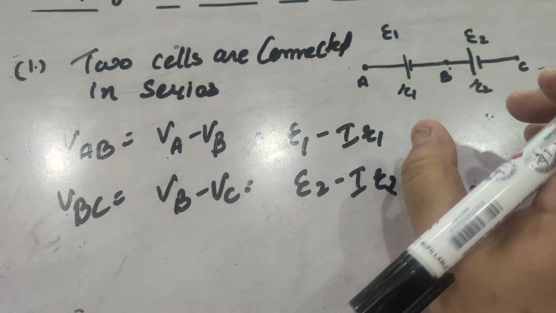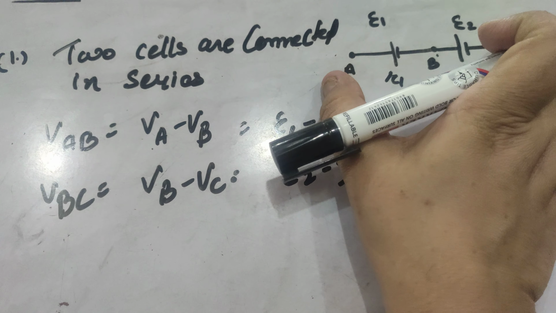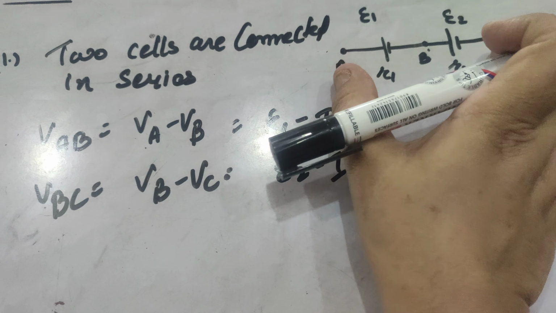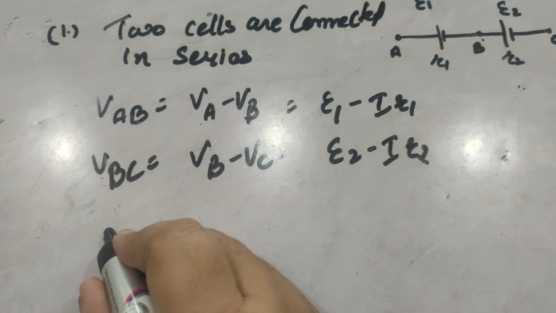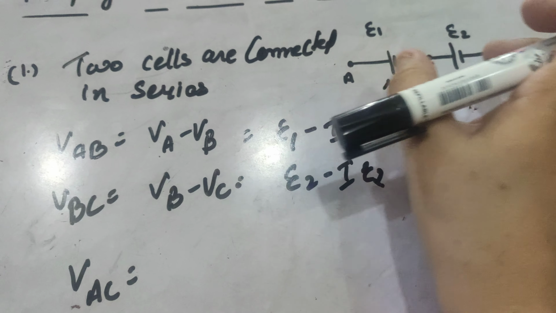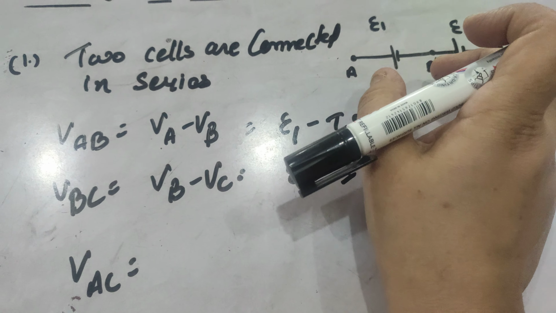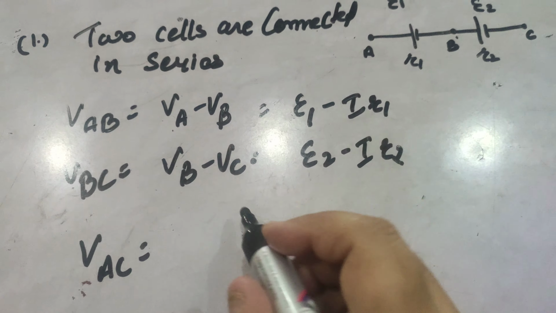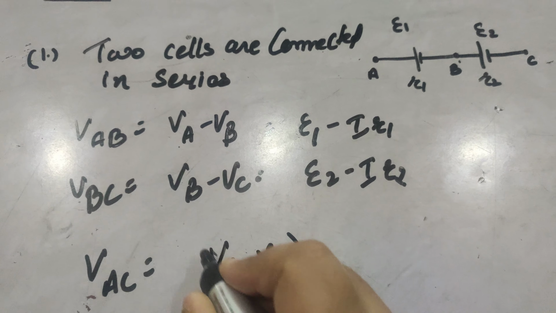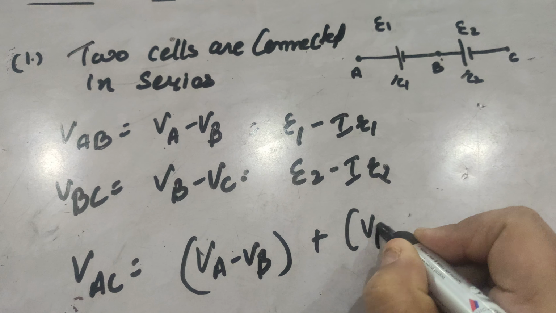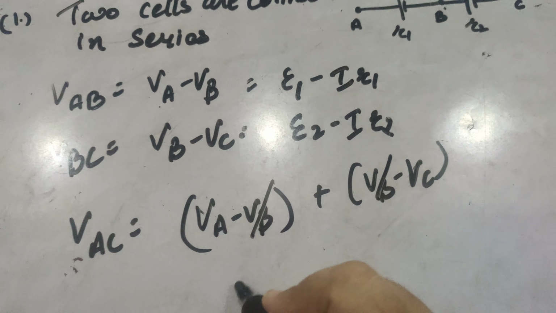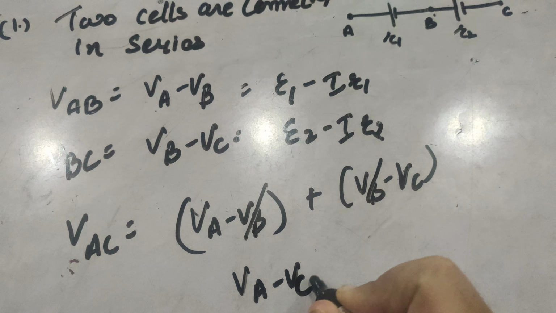Now since we need to find out the equivalent EMF across this combination, it means we need to find out the potential across AC. So VAC can be calculated by adding these two potentials, VAB and VBC. So we'll write here VA minus VB plus VB minus VC. So you can see there in this case when this cancels out, we will get VA minus VC.